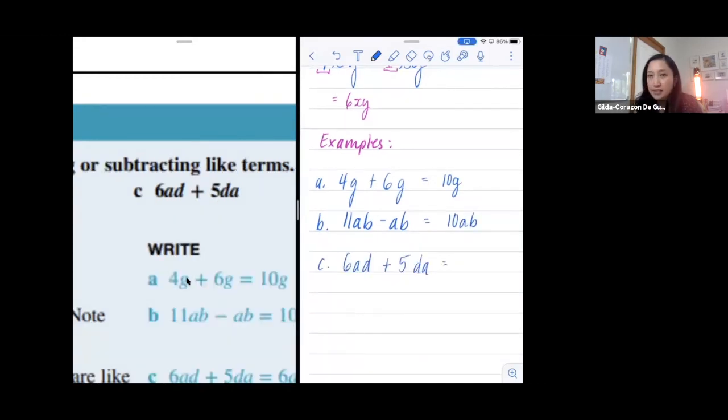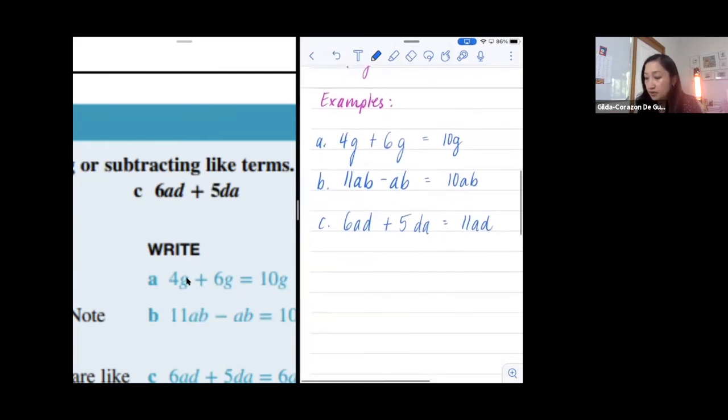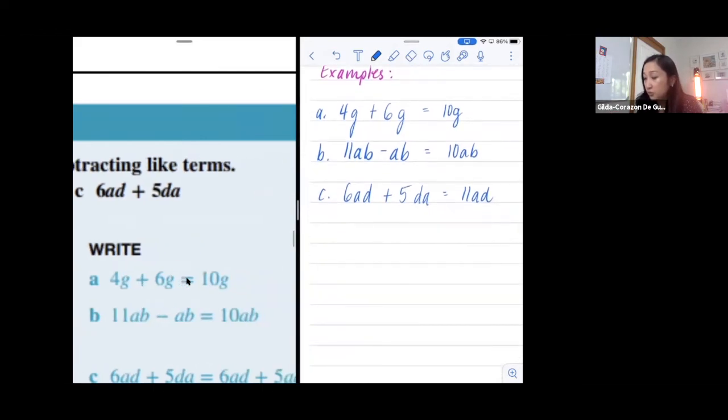So when we add 6 and 5, we get 11. And then you can simply write AD instead of DA, because again, just like the previous lesson, we said we want these letters in order, specifically in alphabetical order.